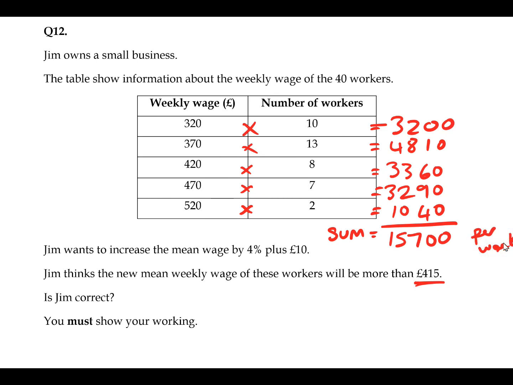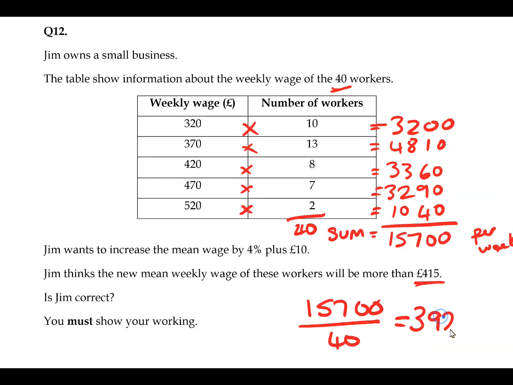To work out the mean wage, you take the total wages being paid and divide it by the number of workers. Which gives us 392.5. Now, he wants to increase this by 4% and then add £10.